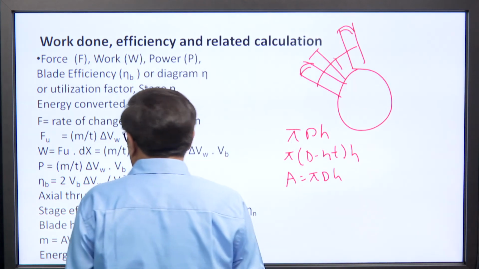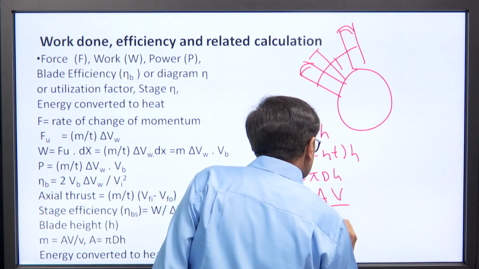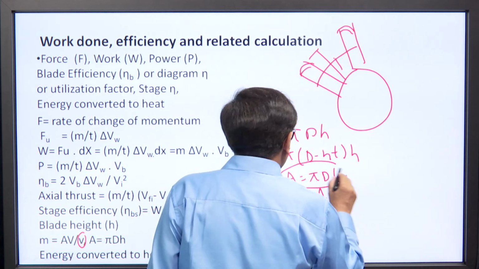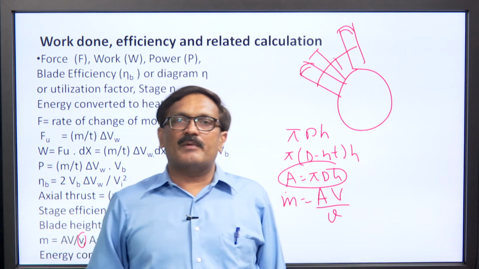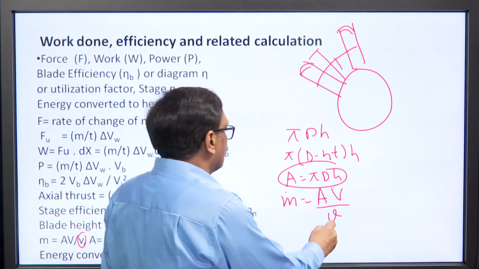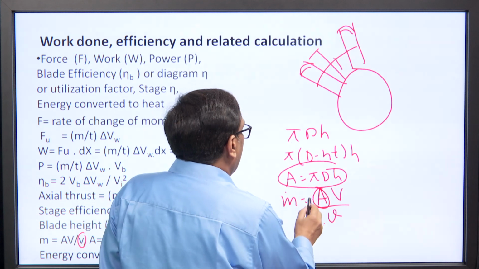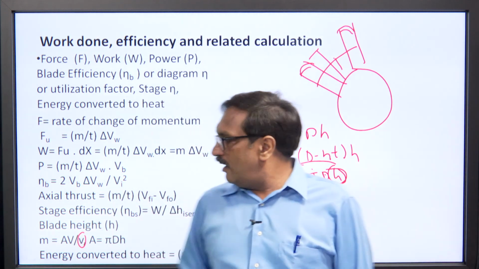Mass flow rate we know, that equation, where v is the specific volume and A is going to be pi d h. Mass flow rate is known, and the pressure and temperature conditions at the turbine are known to you, so we can find out the specific volume. With the help of that we can find out the area, and with the help of that area, since d is known, we can find out the height of the blade.